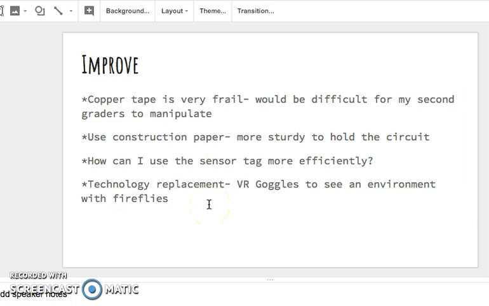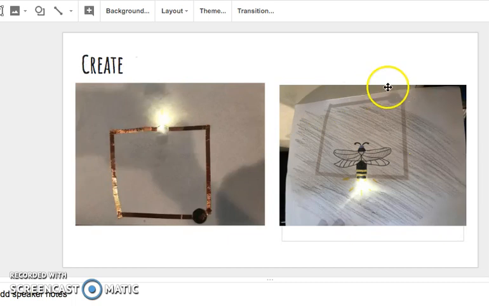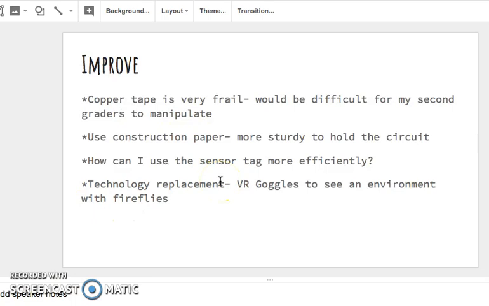If I were to improve this activity, I said that copper tape is very frail. So thinking about my second graders, it'd be very hard for them to manipulate. The first thing I would do is use actual wires for them to practice how to make a circuit. That way they know the general idea of what it should look like. I would also use construction paper for this activity, or if I wanted to branch out and use this for birthday cards or holiday cards, it would just be more sturdy to hold the circuit. As you can see in this picture, you can see the circuit behind the paper. So we would want something thick and sturdy that you can't see through, so that you can't notice the circuit behind it.